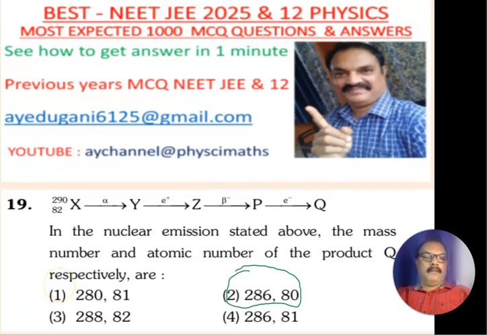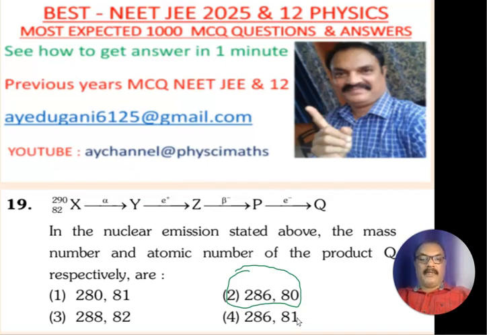Hello everyone. Let's start the NEET question given in 2024. The question says X, Y, Z, P, Q nuclear emission stated above. The mass number and atomic number of product Q respectively. Four options are given: 280, 81; 288, 82; 286, 80; 286, 81.